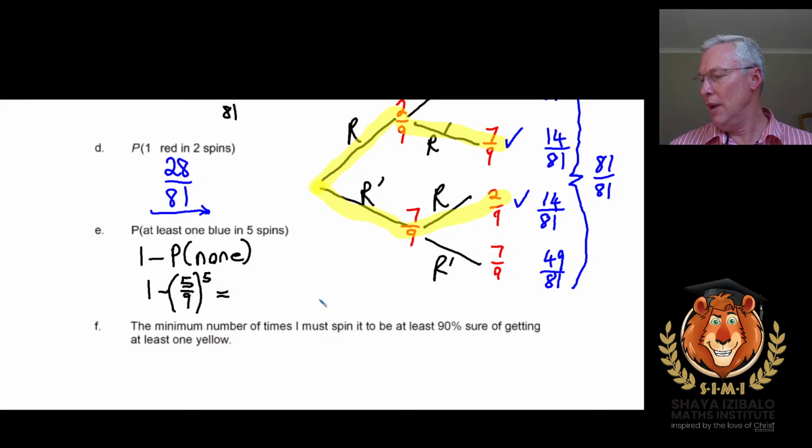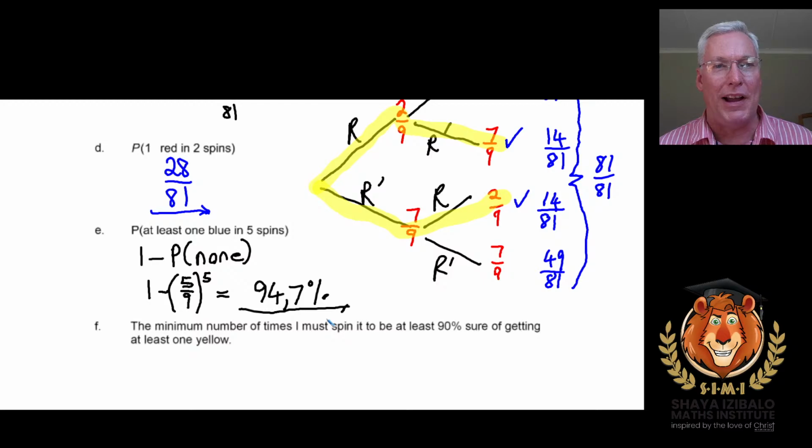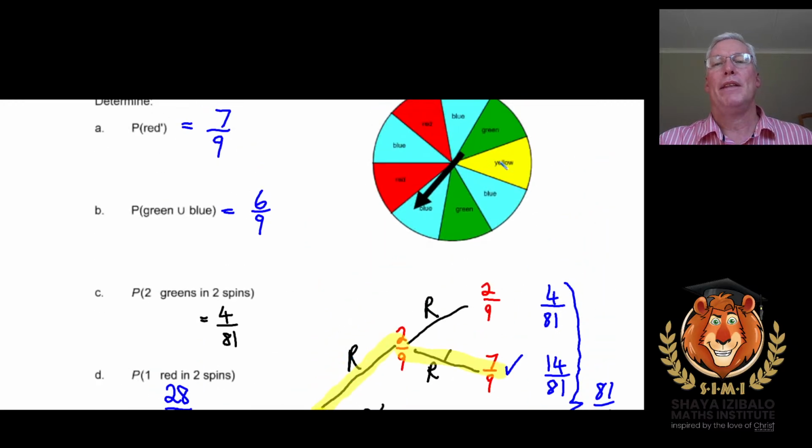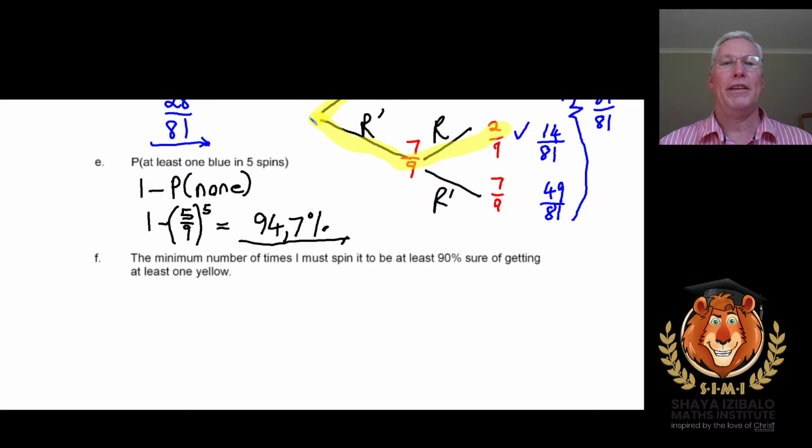This comes to 94.7%, which is what you would expect if you spin the thing 5 times, that you'd get at least 1 blue. That would include getting 5 blues, although getting 5 blues would be very unlikely. Now, this is an interesting one. The minimum number of times I must spin it to be at least 90% sure of getting at least 1 yellow. There's only 1 yellow on the thing, so the probability of at least 1 yellow is 1 minus the probability of no yellows.